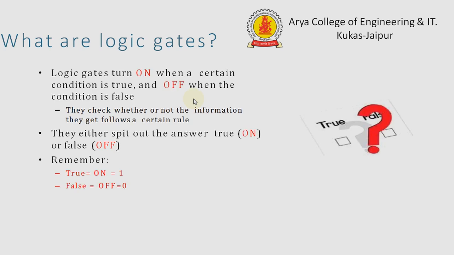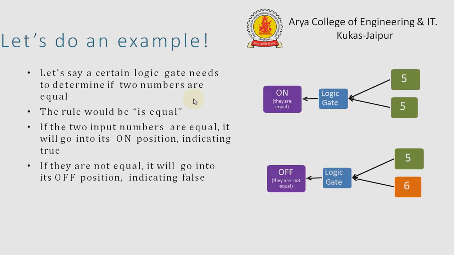So what are logic gates? Logic gates turn on when a certain condition is true and off when the condition is false. They check whether or not the information they get follows a certain rule. They either spit out the answer true or false. So remember there are two states for a gate. True means on, that is 1, and false means off, that is 0.